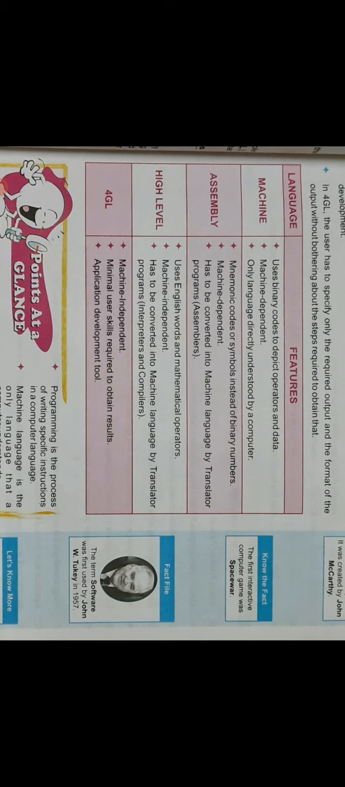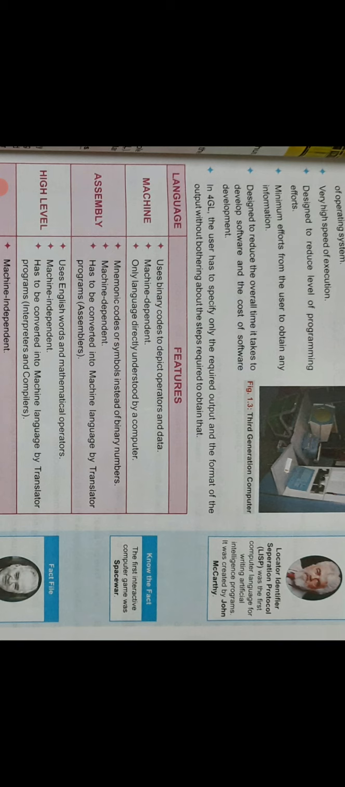Next, number 7. Dash was the first computer language for writing artificial intelligence programs. So, what is that? LISP. That is Locator Identifier Separation Protocol, the first computer language for writing artificial intelligence programs.